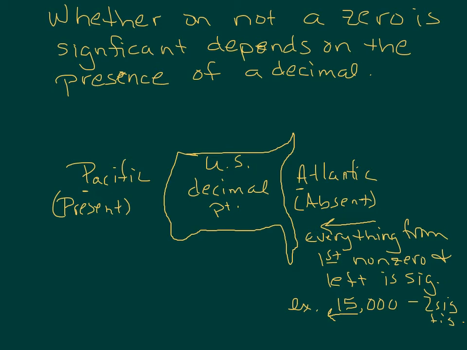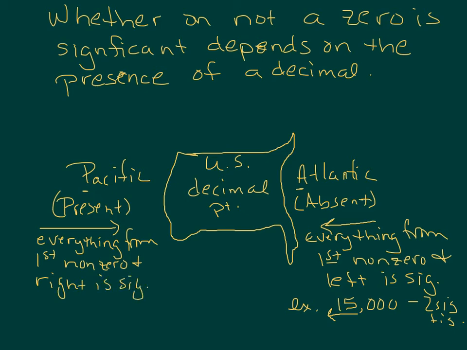Then I'm going to come over here and we'll work some other examples in just a minute. But if I'm on the Pacific side, I have a decimal present. I'm going to go to my first non-zero digit and move to the right. So everything from my first non-zero and right is significant. Here's my example: 0.00225. I'm going to move to the right, find my first non-zero digit, and everything from that first digit to the right will be significant. So the 2, the 2, and the 5 are significant. So there's 3 significant figures.